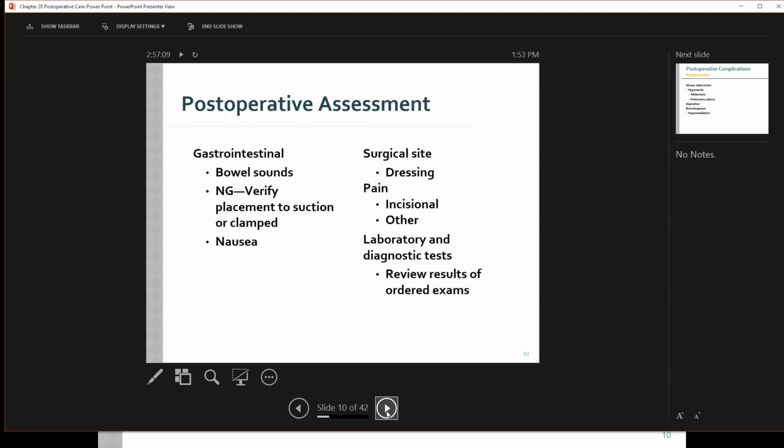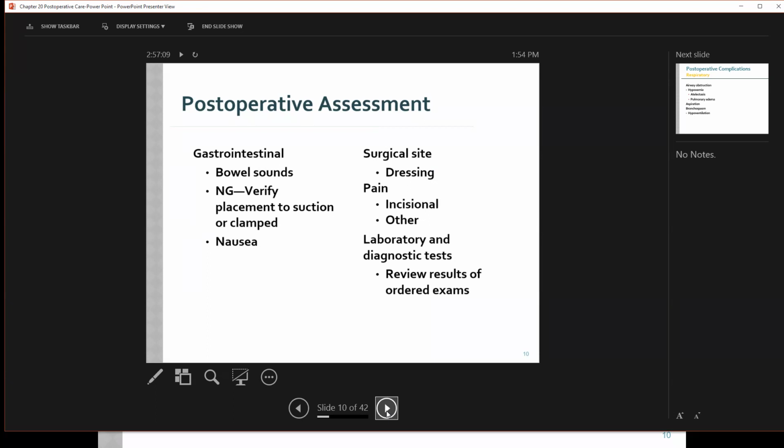Gastrointestinal, you'll need to note bowel sounds. Verify placement if they have an NG tube, and whether it should be placed to suction or clamped. Nausea. And then the surgical site needs to be assessed as well. You look at the drainage. You're going to look at the dressing itself and note any drainage on the dressing.